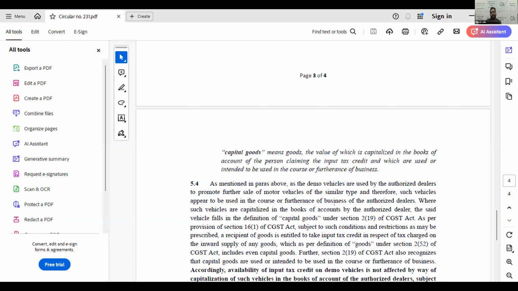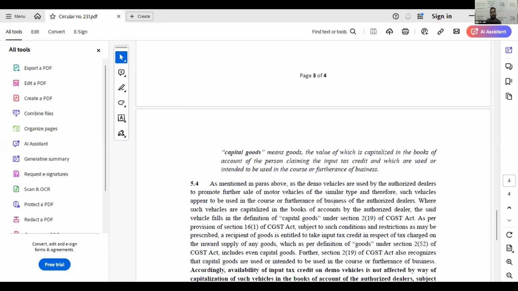We have created certain scenarios whereby the demo vehicle, when it is capitalized and is sold after demo, is eligible for ITC. When it is capitalized and used for internal use, which means that although it has been capitalized in the books of accounts, it is being used for transportation of their own employees and other stuff, then ITC will not be available.